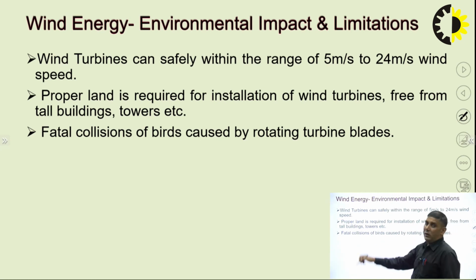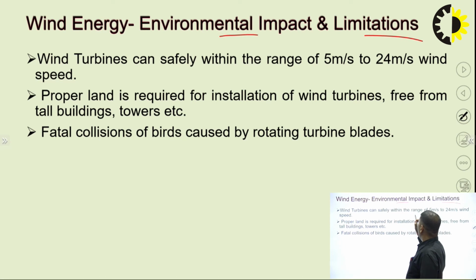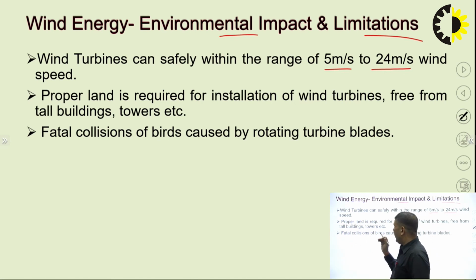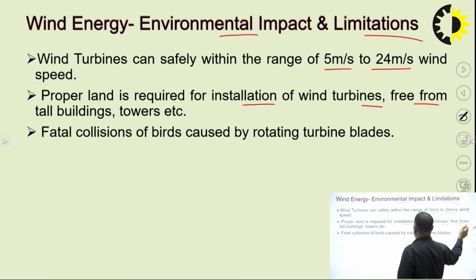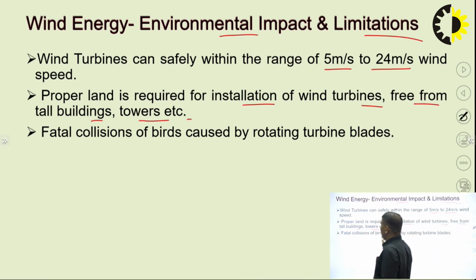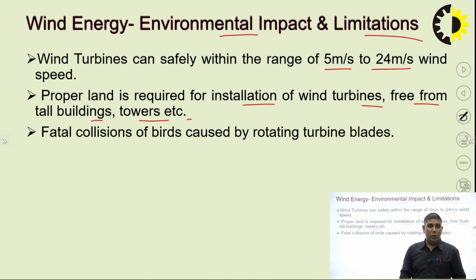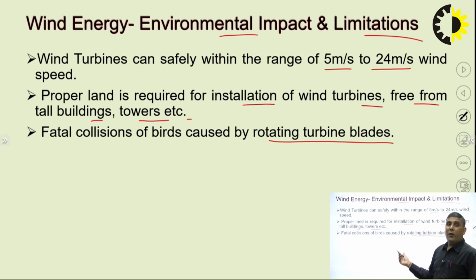So before ending today's lecture, let us discuss briefly the environmental impact and the limitations of wind energy. A wind turbine can safely be operated within the range of 5 meters per second to 24 meters per second wind speed, and open land is required for installation of wind turbines, free from tall building towers. It means the line of sight problem is not there, and fatal collision of birds caused by rotating turbine blades should be avoided. Okay.